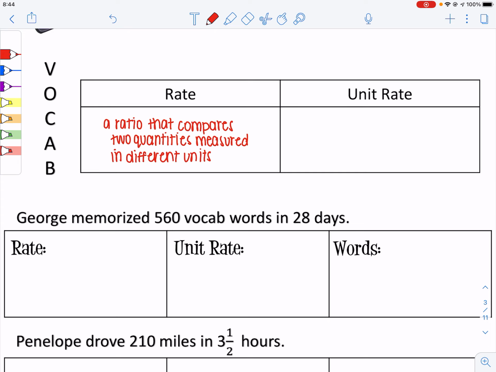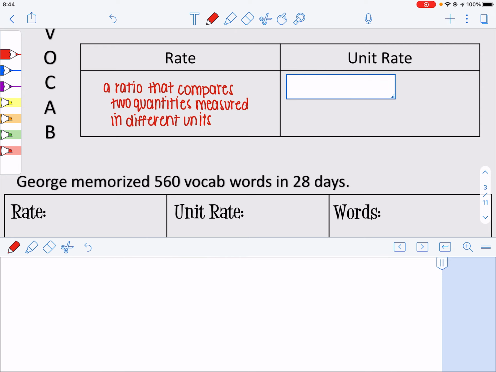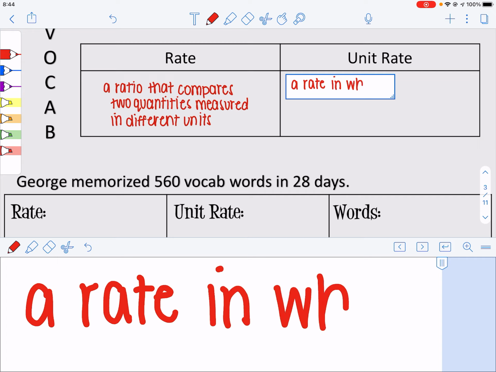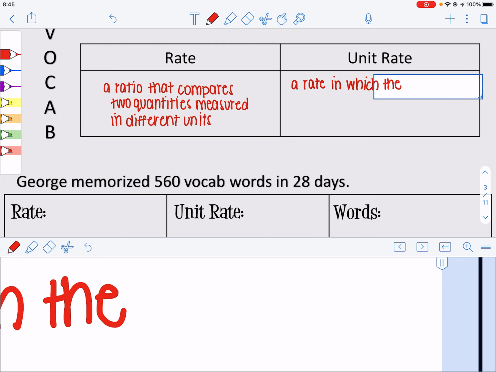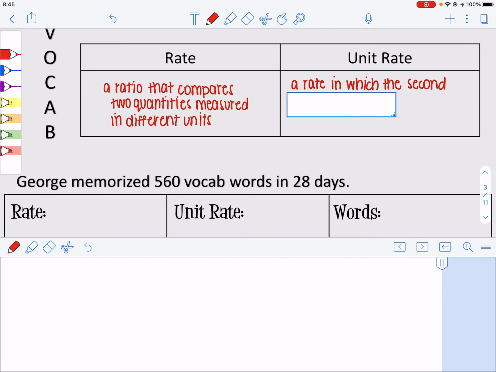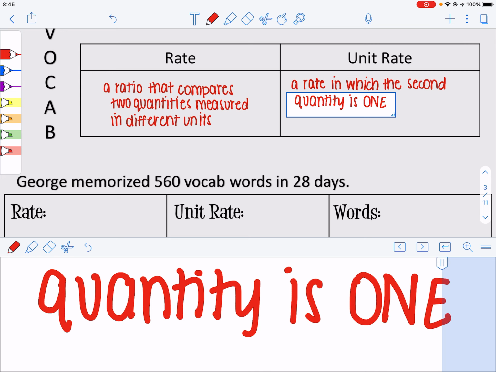And then lastly, while we're talking about rates here, look at these examples. You're talking about vocab words and days, or you're talking about miles and hours, okay? When we're talking about unit rates, this is the same as a rate. So you're still comparing two different quantities, but it's a rate in which the second quantity, so the second number, is 1 unit.